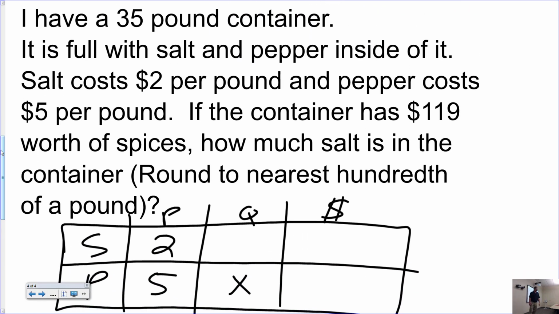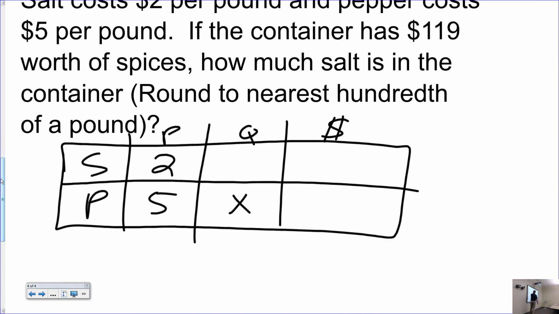35 minus X. Why is it 35 minus X? Because the total has to be 35, right? If I told you that we had 5 pounds of pepper, you would tell me that there's 30 pounds of salt, because you take 35 and subtract the 5.